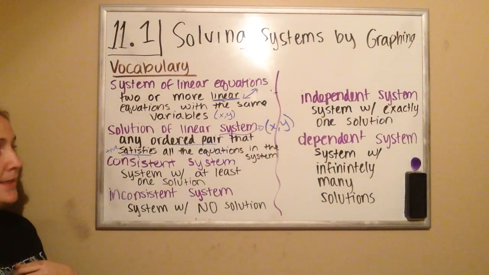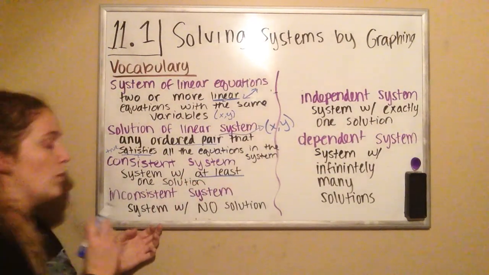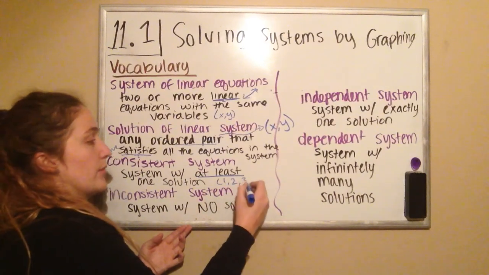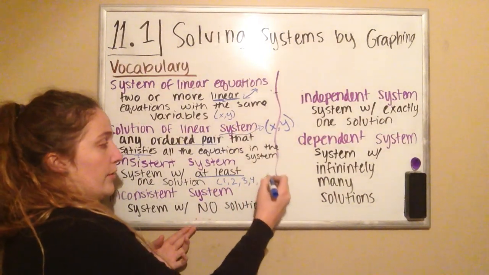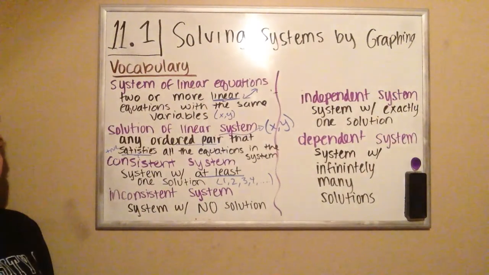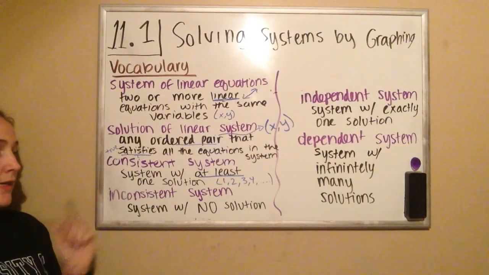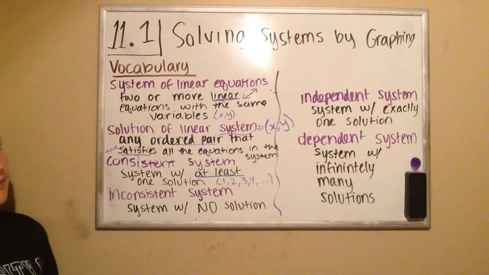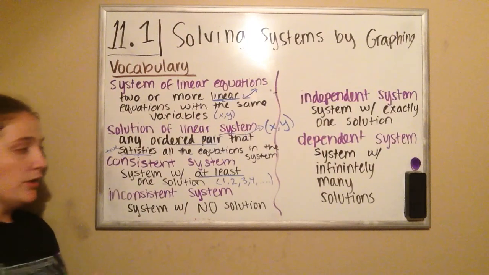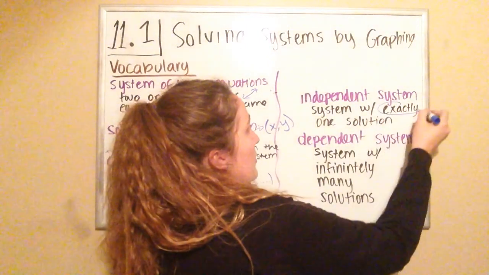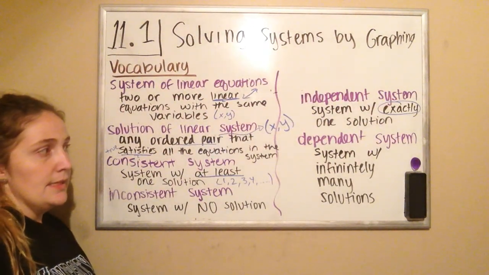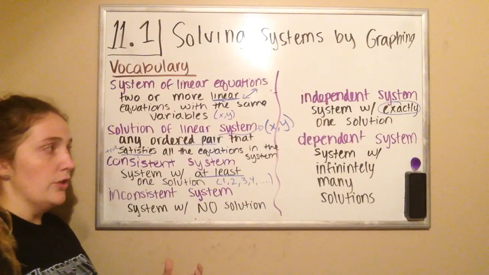Consistent system, a system with at least one solution. So there might be one solution, there might be two solutions, three solutions, four solutions, or more. At least one. It cannot be zero. Inconsistent system is a system with no solutions at all. Okay? Independent system is a system with exactly one solution. Exactly, so it can't be two, can't be zero, it has to be exactly one. And a dependent system is a system with infinitely many solutions.